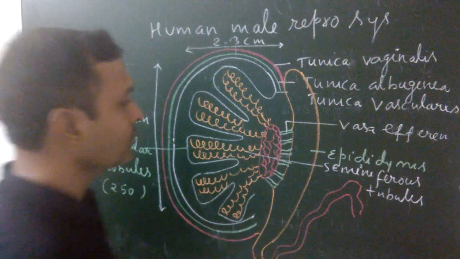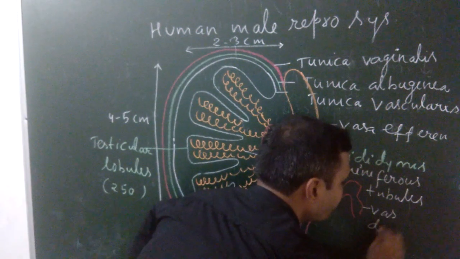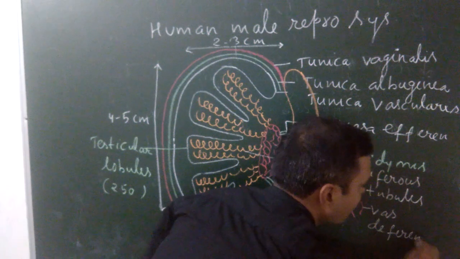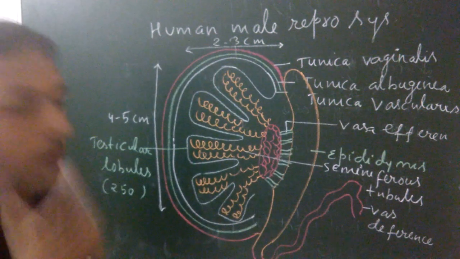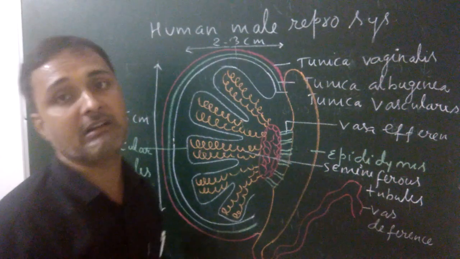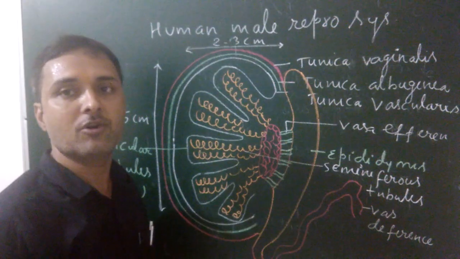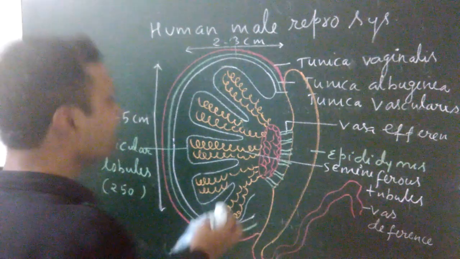Vas deferens is also known as the sperm duct. This is the vas deferens, also known as the sperm duct. This vas deferens finally opens into the urethra. Now see the diagrammatic sectional view of seminiferous tubules. It is given in the NCERT book.